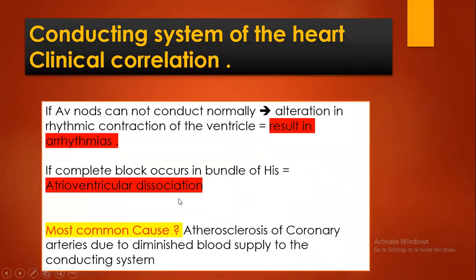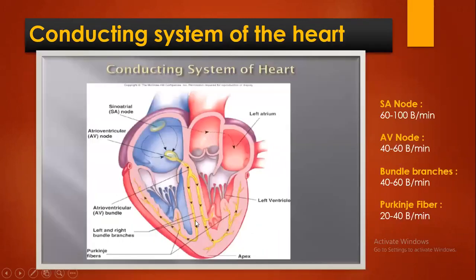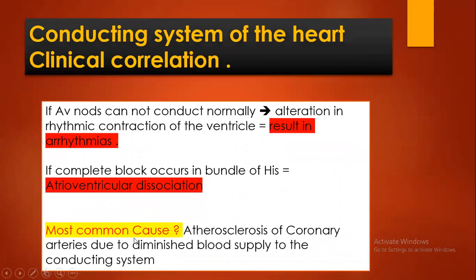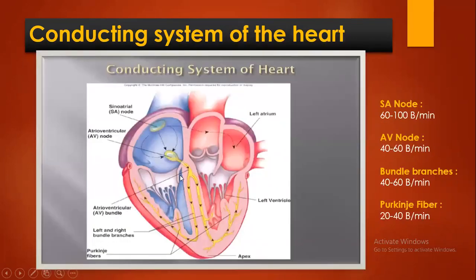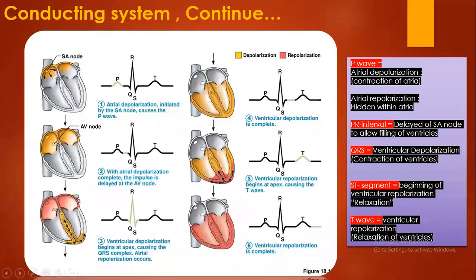Okay, so if complete block occurs of the bundle of His, there will be no atrium and ventricle connection. Lastly, the most common cause of these conditions is atherosclerosis of the coronary artery, due to damage of blood supply to the conducting system. Okay, let's go through the conducting system in very much detail.